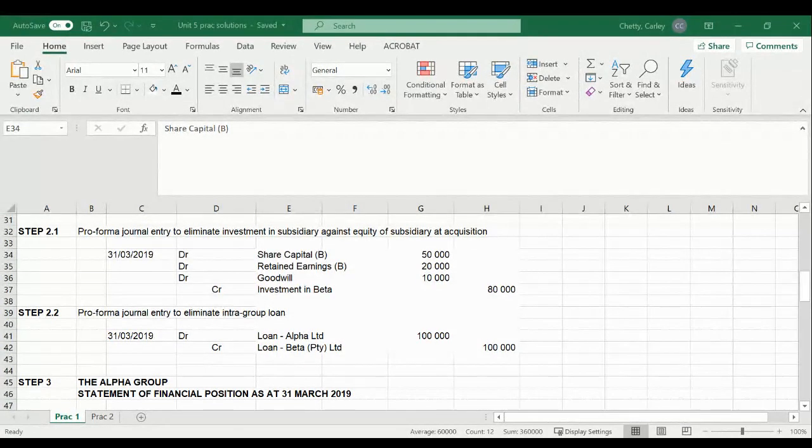And then here in step 2.1, we discussed the elimination of the investment in Beta and the equity of Beta, and this resulted in goodwill being recorded. Do you guys have any questions on these journal entries here?